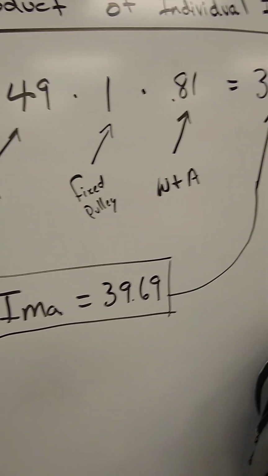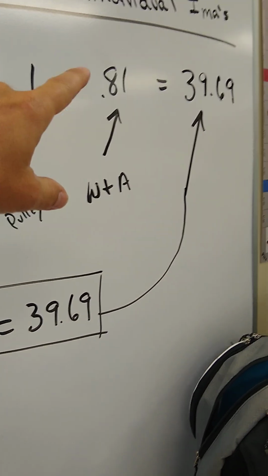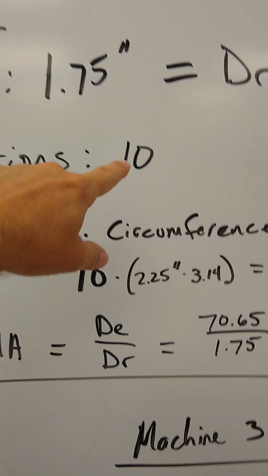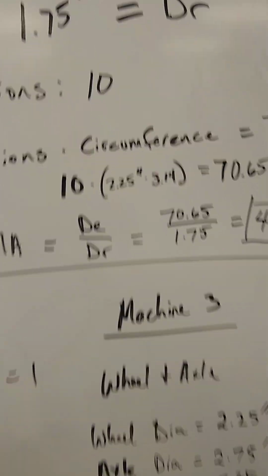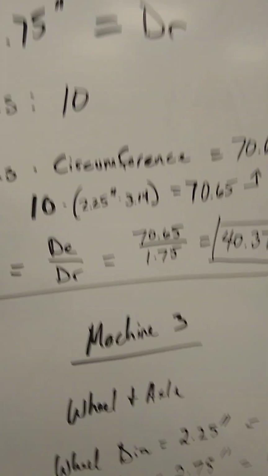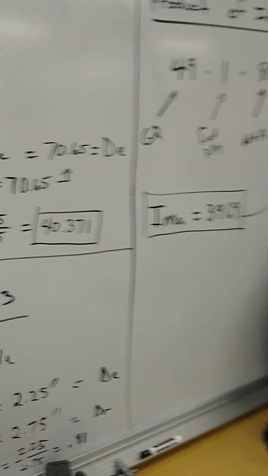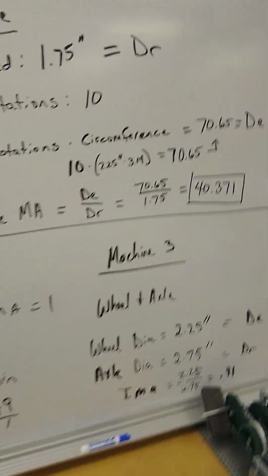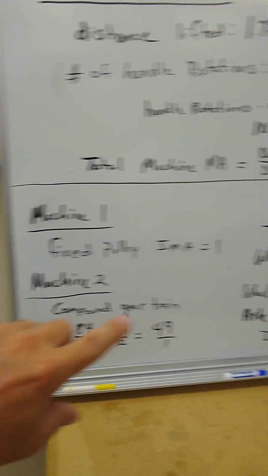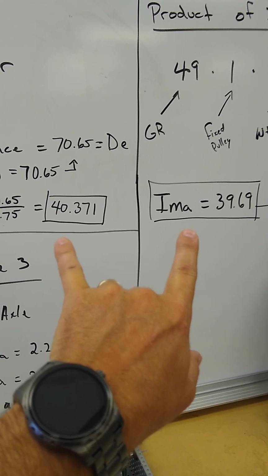It probably comes down to how closely the measurements were made on the wheel and axle. The gear ratio should be fine and the fixed pulley, so it's got to be something around the measurement on my wheel and axle diameters, or maybe I didn't do exactly 10 rotations, or maybe it wasn't exactly 1.75 inches. So something might be off just slightly there, but you can see that we're very, very close solving it that way. So I like to do it this way by solving for the overall machine first, and then go down and do the machine 1, 2, and 3, and then these two numbers should be fairly close.